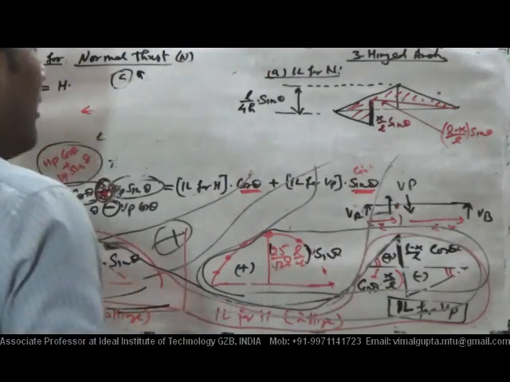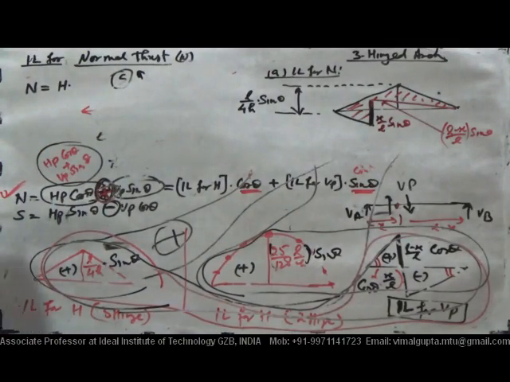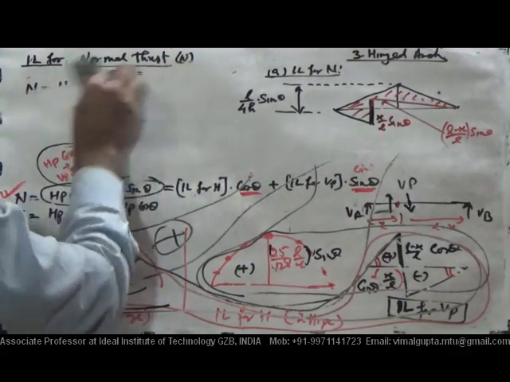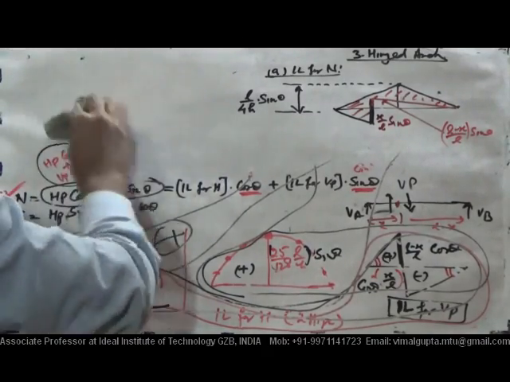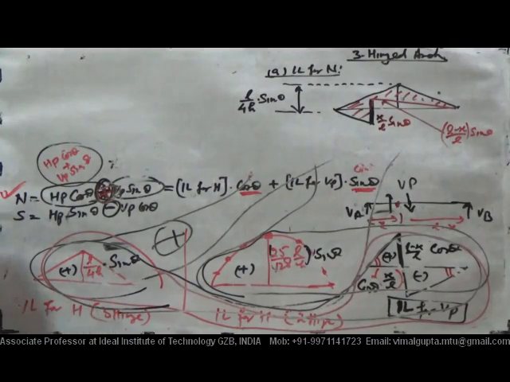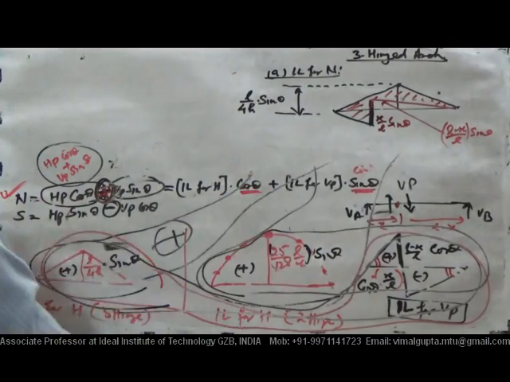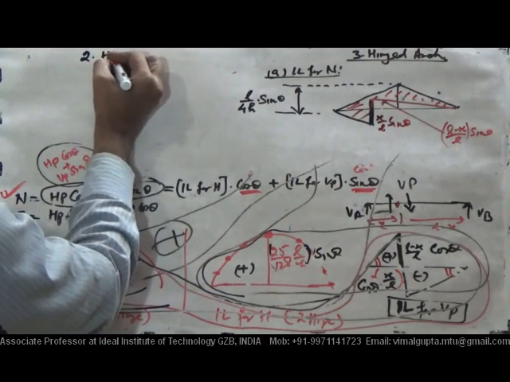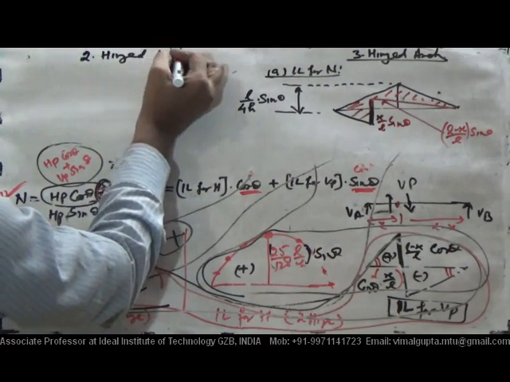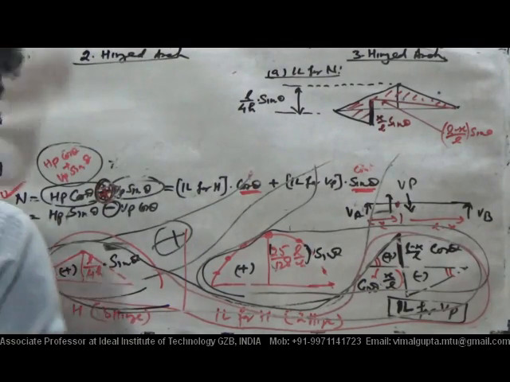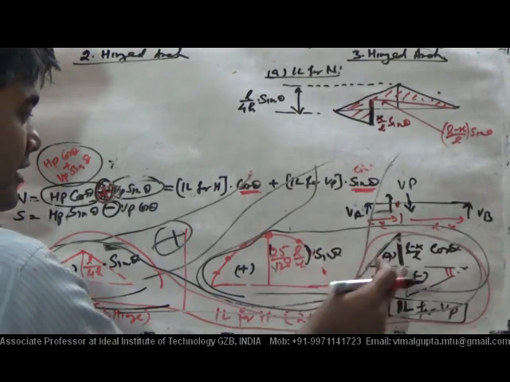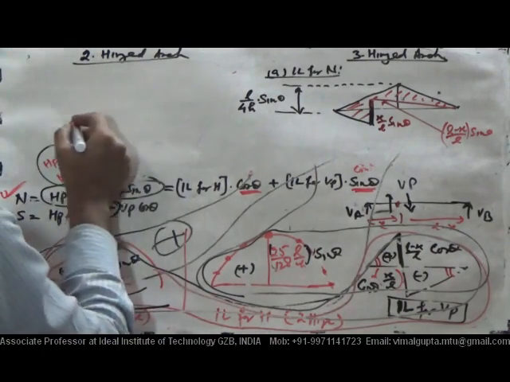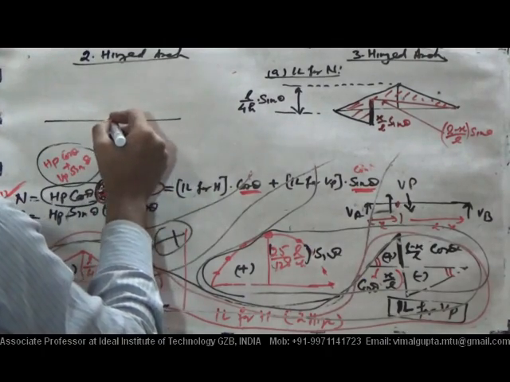For IL for N. Similarly, here if IL for N is required for 2 hinge arch. Here I am making it for 3 hinge arch. For 3 hinge arch, which one do we have to superpose? We have to superpose this one and this one. So first of all, let me make this one.